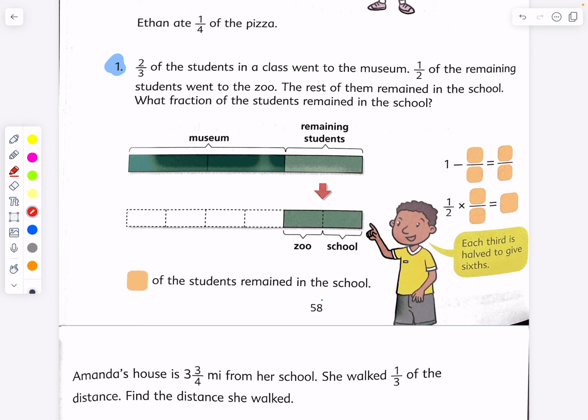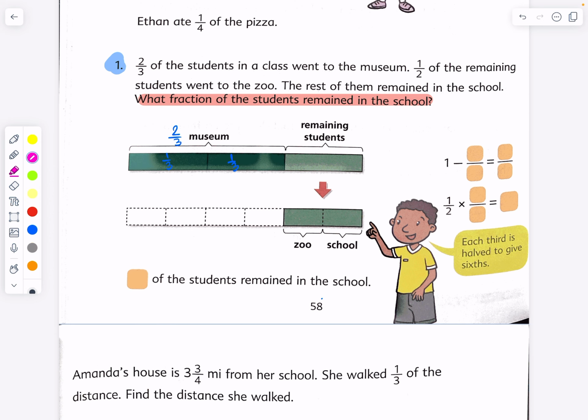Let's first highlight the question: what fraction of the students remained at school? So that's what we need to find out. First, let's read the problem one more time. 2/3 of the students in a class went to a museum. They were really kind to us to give us a bar model already. So 2/3, which means 1/3, went to the museum. 1/2 of the remaining students. I want you to note, not 1/2 of the whole class, 1/2 of the remaining students.